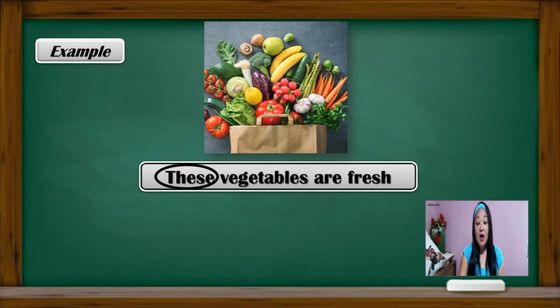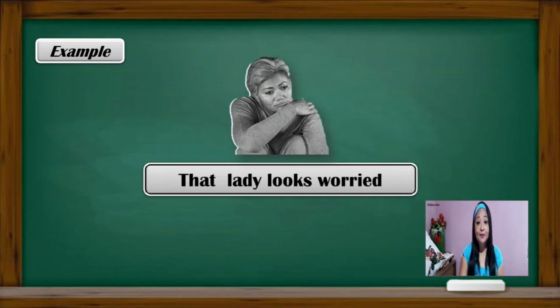Let us see one more example. The lady looks very worried, or rather that lady looks very worried. When I say that lady looks very worried, I'm talking about the lady, that lady. So in this sentence the word that is an adjective, a demonstrative adjective, which is used to show or indicate a woman or a lady in this sentence.